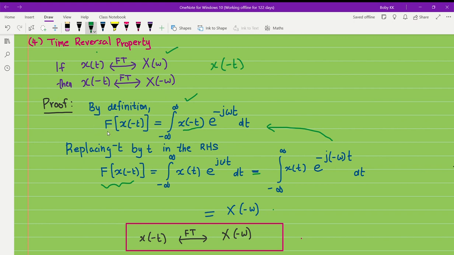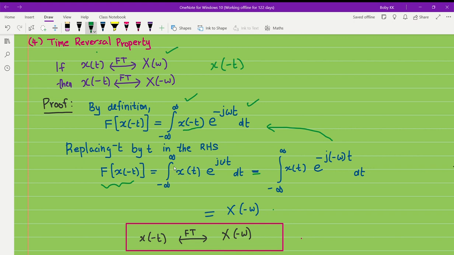By definition, the Fourier transform of x of minus t will be what? Integral minus infinity to infinity x of minus t e raised to minus j omega t into dt. Now here we can replace minus t in the RHS by t. Okay, minus t has been replaced by t. So the Fourier transform of x of minus t is equal to integral minus infinity to infinity x of t e raised to j omega t dt. Minus t has been replaced by t here.